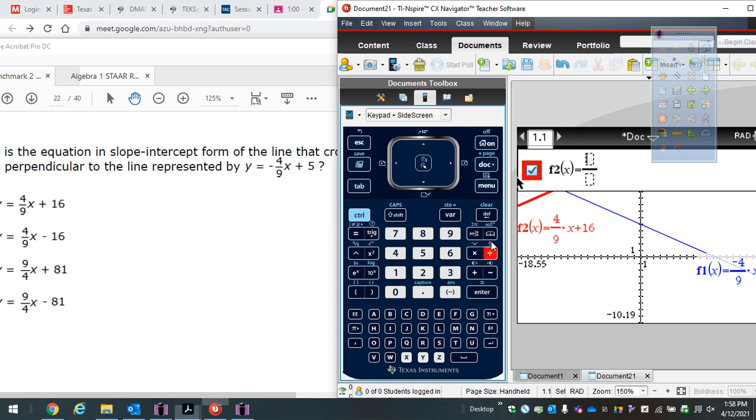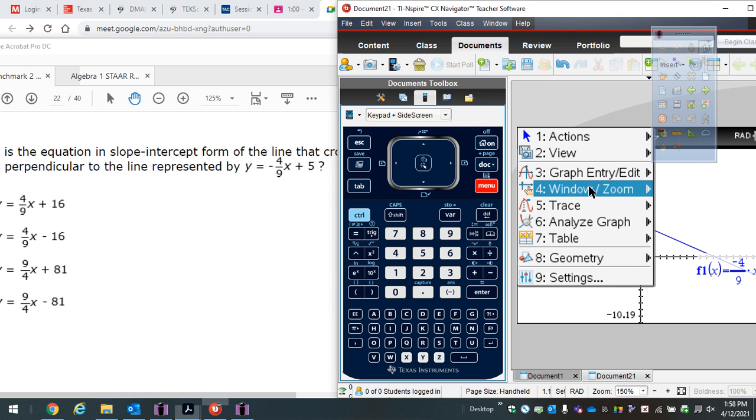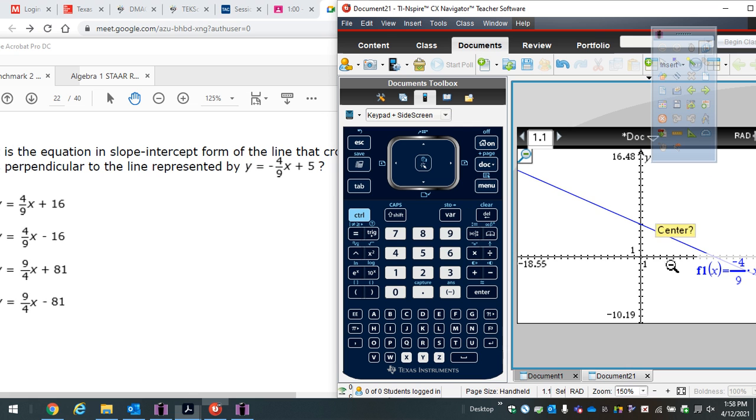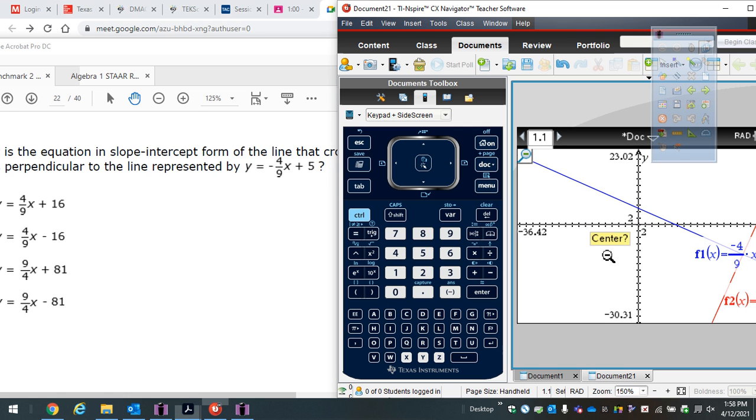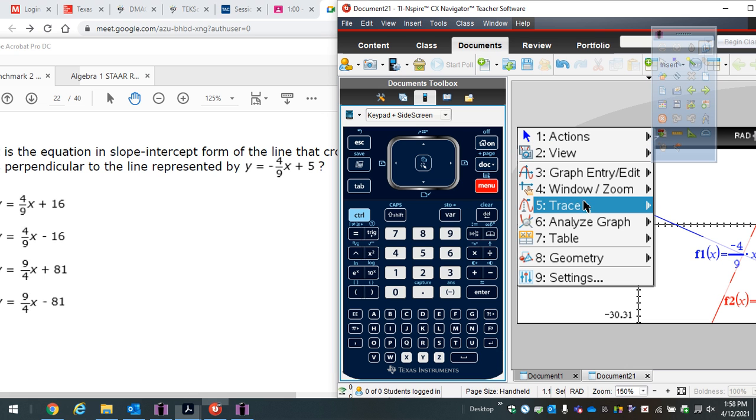Control division 9 over 4. Oops. X minus 81. Graph it. Menu zoom. So you can see that real quick. 90 degrees, guys. You can see how they cross real nice and neat. Now come here, menu, trace.